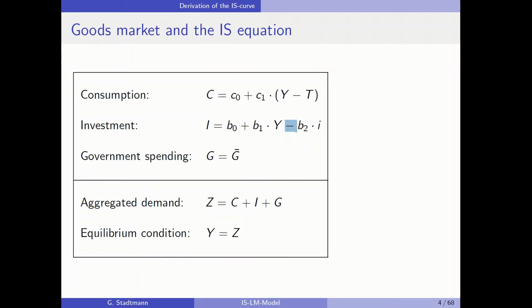Aggregate demand depends on these three components: consumption, investment, and government spending. So we are still looking at a closed economy. Exports and imports do not play a role. Then the equilibrium condition for the goods market is once more that goods supply, Y, is equal to goods demand, Z.